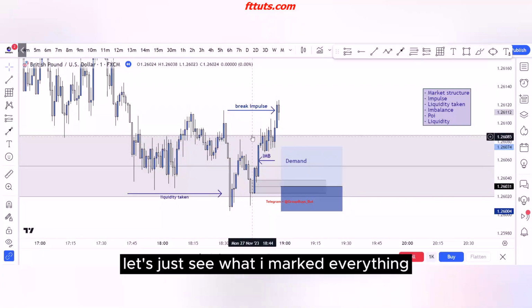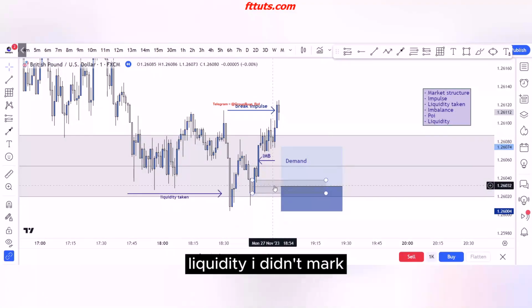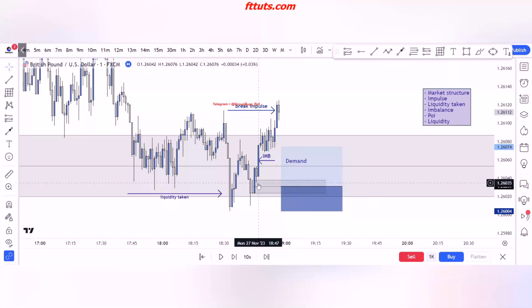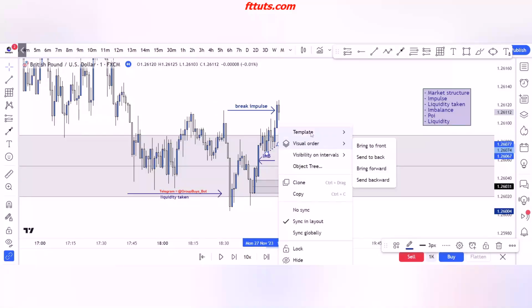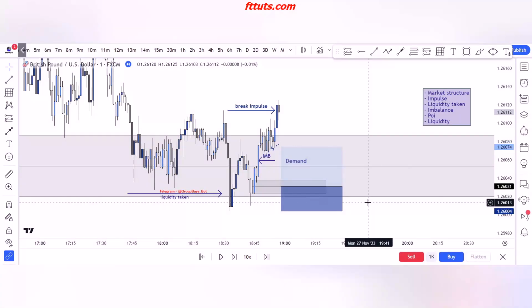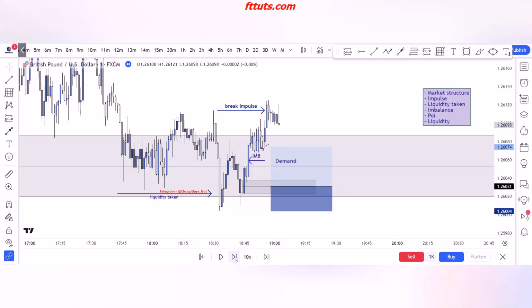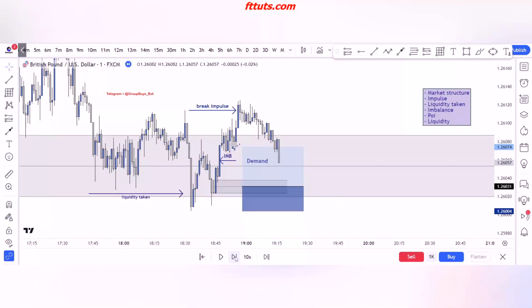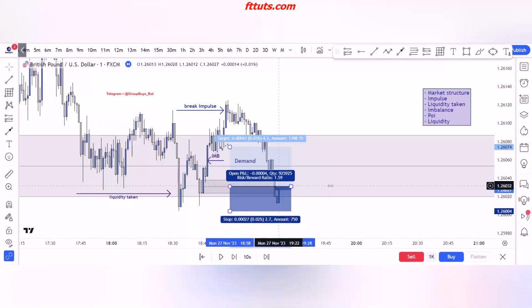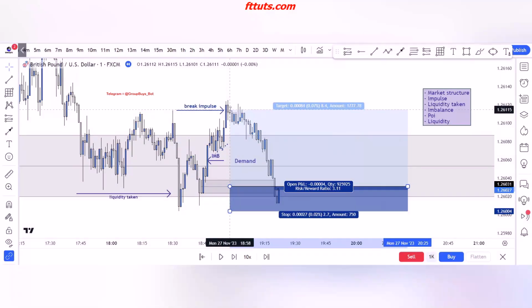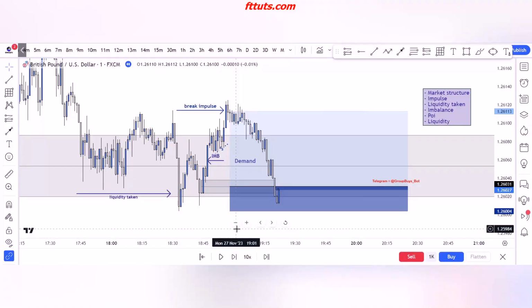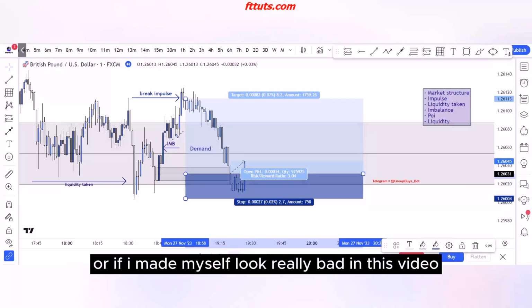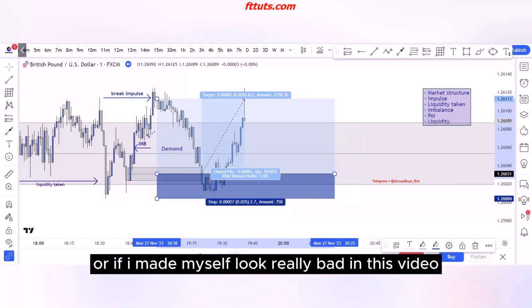Let's just see what I marked. Liquidity I didn't mark. We have here a perfect liquidity trend line. Let's see if I'm really on track or if I made myself look really bad in this video.